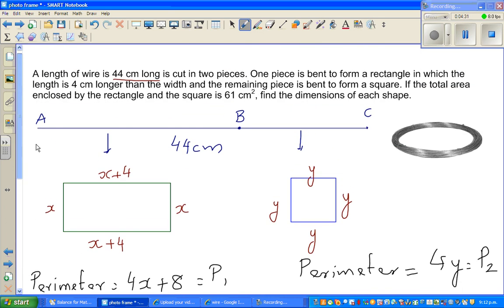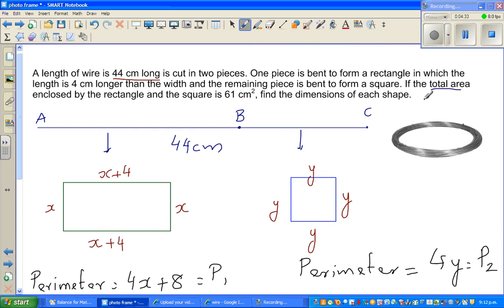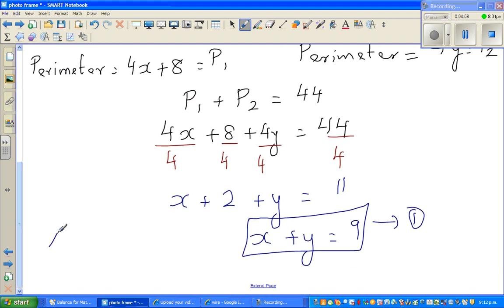Now, what is the second information that we have? The total area enclosed by the rectangle and the square is 61 centimeters squared. So the area of this rectangle is x times x plus 4, which is your A1. And area A2 of this shape would be y squared. So what is A1 plus A2? Can I say A1 plus A2 is equal to 61?